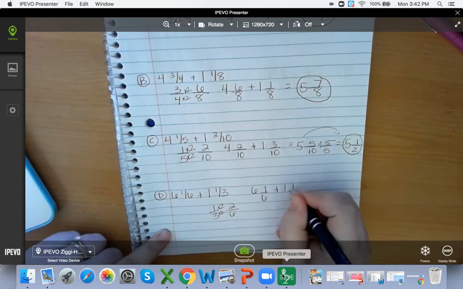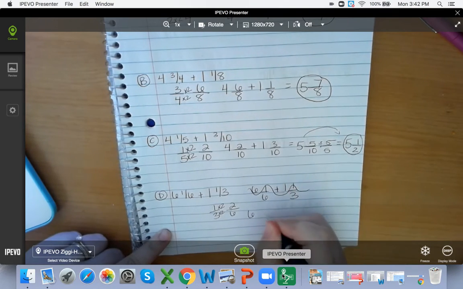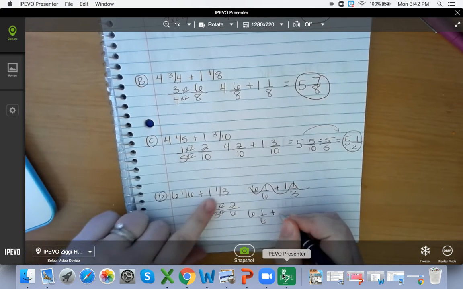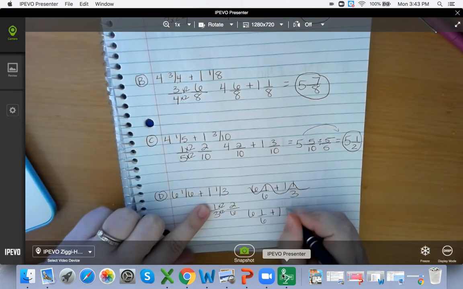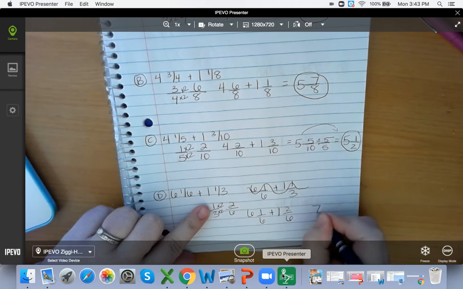Whoopsies. Let's try that again. I forgot about my guy down here. All right, so 6 and 1/6 plus 1, I'm going to keep that 1, and now 2/6. So now we've got 6 plus 1, and that's going to be 7, but 1 plus 2 is 3.